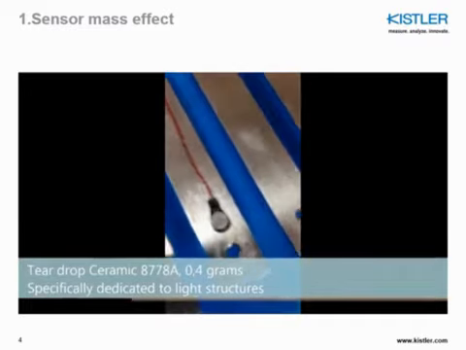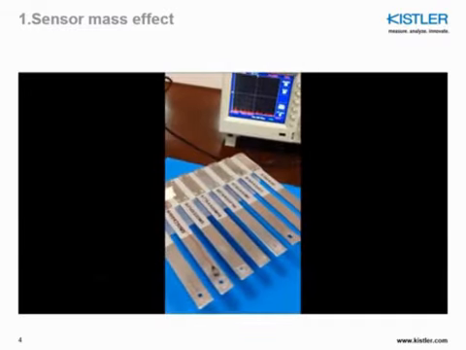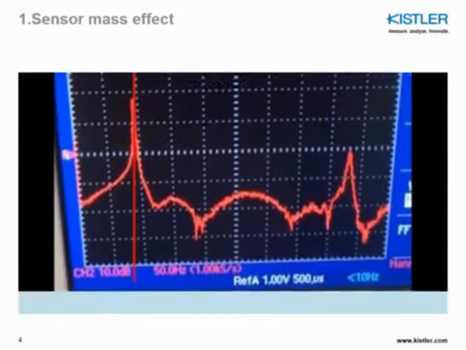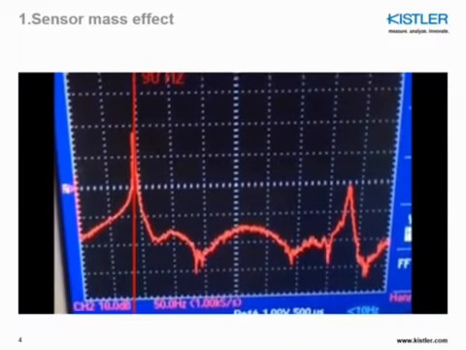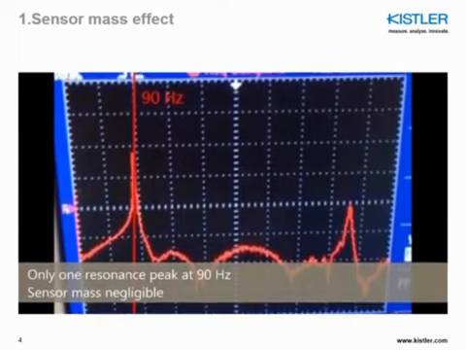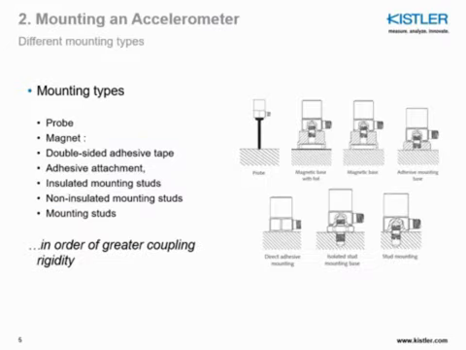We are now going to use one of our teardrop sensors, 8778A, which is 0.4 grams. And here you can clearly see that the first peak is actually shifted higher at 90 Hz, and the next peak is much lower and much further. The sensor mass here can be assumed as negligible.